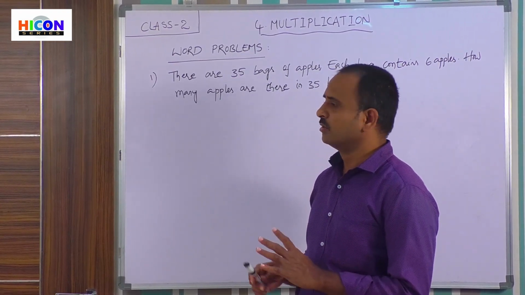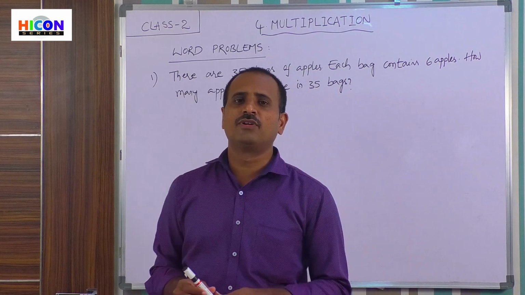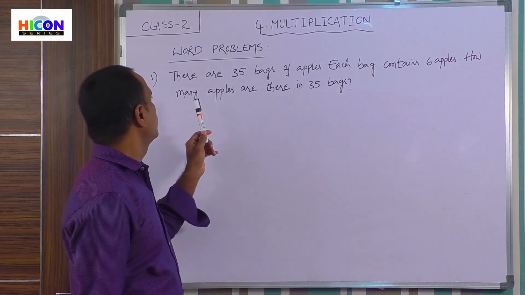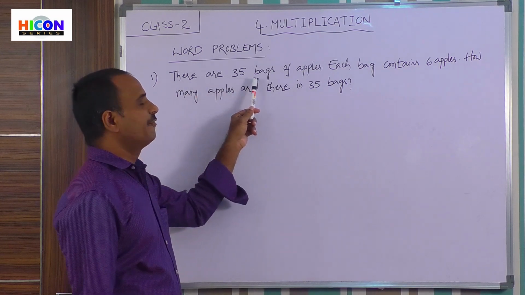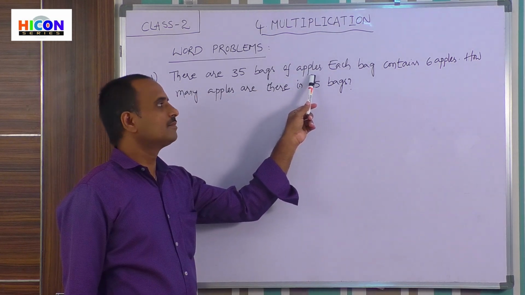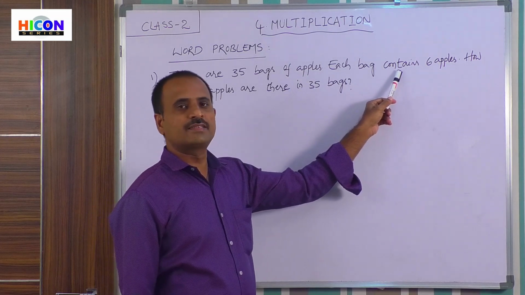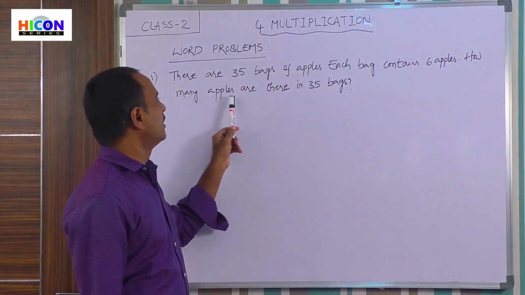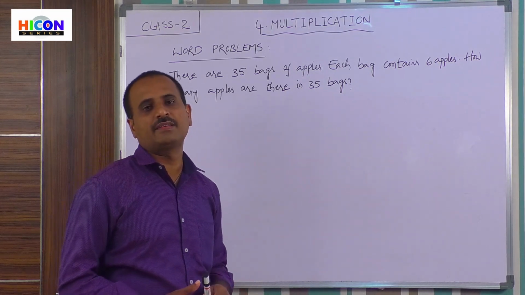So children, look at the board. Here is one word problem. First read the problem. So what is the problem here? There are 35 bags of apples. Each bag contains 6 apples. How many apples are there in 35 bags?